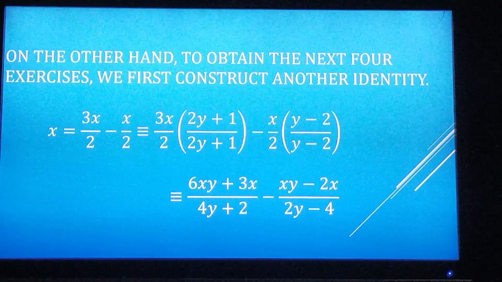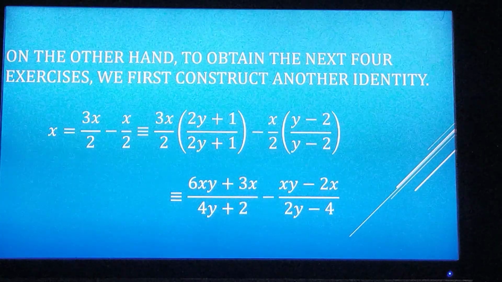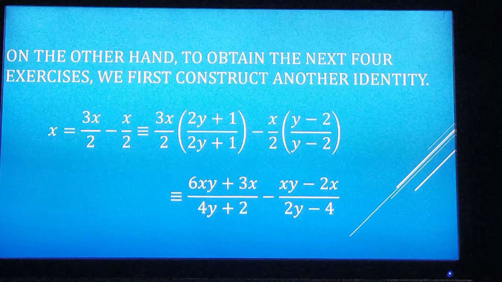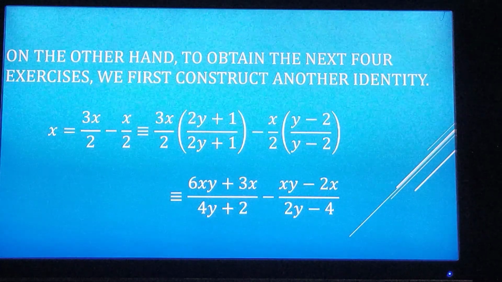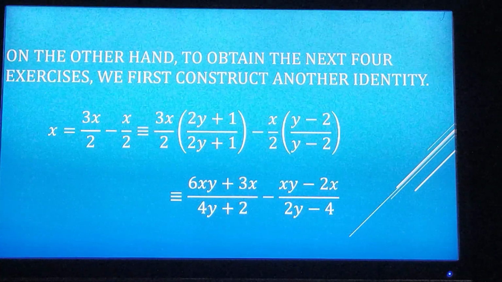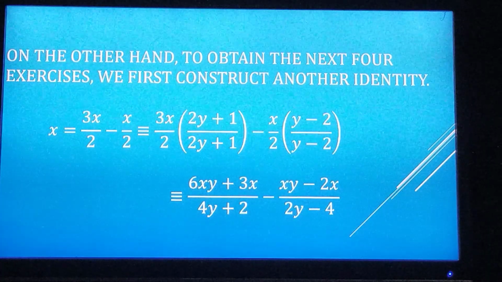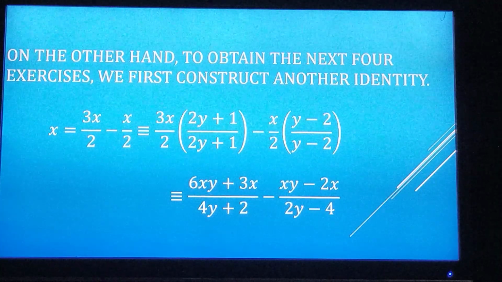On the other hand, to obtain the next 4 exercises, we first construct another identity. So we start with the expression x, write it as 3x over 2 minus x over 2, and then introduce another variable y by multiplying the first one by (2y plus 1) over (2y plus 1), which is essentially 1, and multiplying the second, x over 2, by (y minus 2) over (y minus 2), which is 1 also, and we get these new expressions.